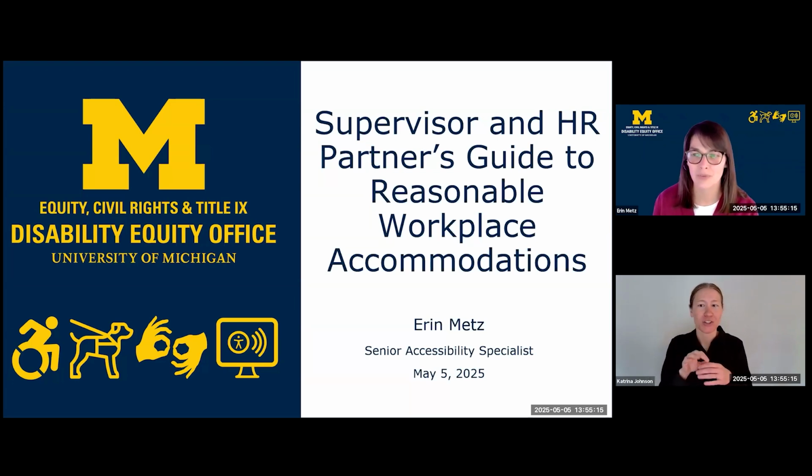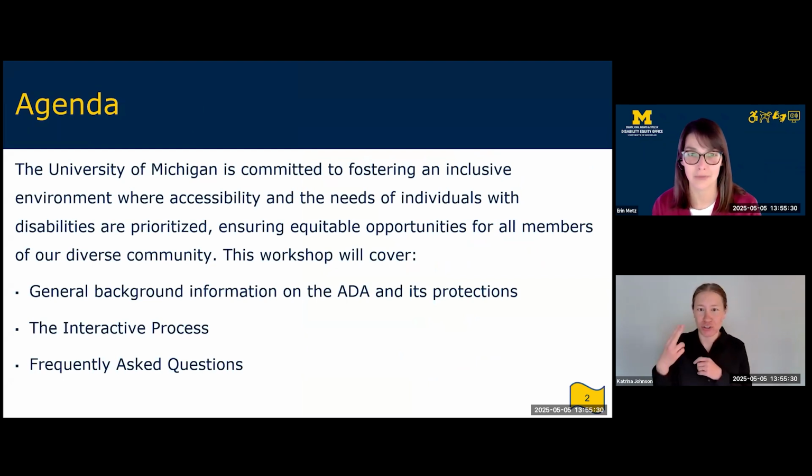Our goal today is to equip supervisors and HR partners with the knowledge and tools necessary to support an inclusive work environment that meets the needs of individuals with disabilities. The University of Michigan is committed to fostering an inclusive environment where accessibility and the needs of individuals with disabilities are prioritized, ensuring equitable opportunities for all members of our community. In today's session, we'll cover several key topics centered around promoting accessibility and inclusivity in the workplace. We'll start with an overview of the ADA, dive into the interactive process for accommodations, discuss frequently asked questions, and conclude with some key takeaways.